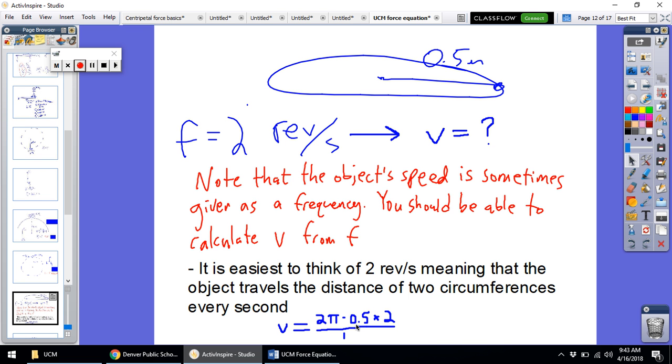Now, what do you do with this v? Then you can plug that into v squared over r if this problem went on past this. All right. So why don't you go ahead and try the last problems on your sheet.